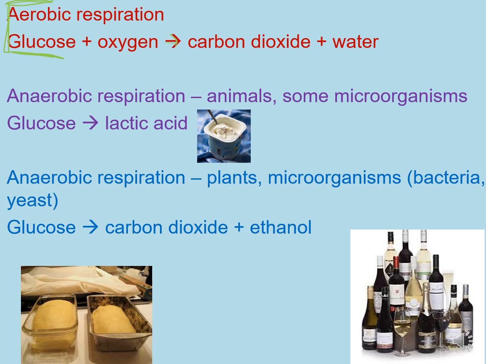Now, earlier I mentioned lactic acid. So what happens if our cells can't get enough oxygen? So in animals and in some microorganisms, when anaerobic respiration occurs, glucose is broken down without oxygen, so it's broken down incompletely and forms lactic acid. Now, if we get lactic acid in our muscles, that's what causes a stitch.